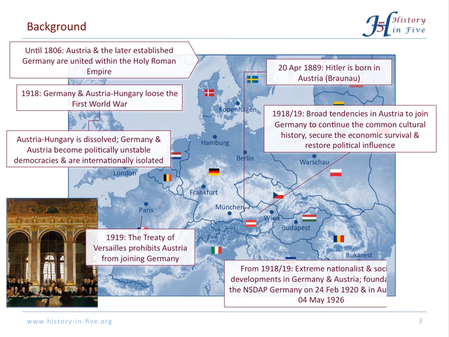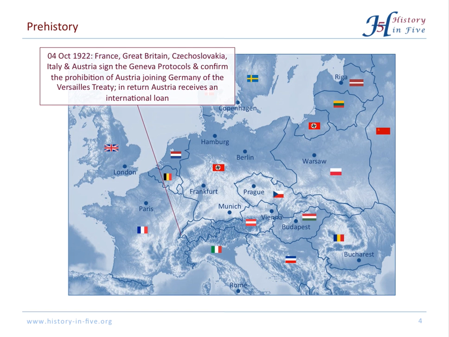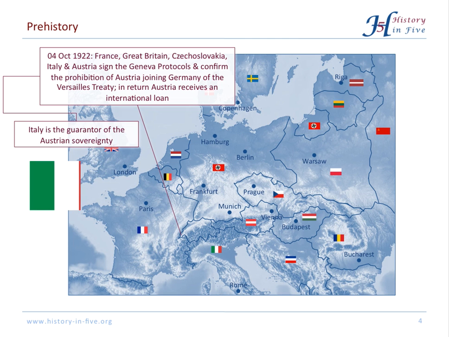From the start on, in both republics, in Germany and Austria, the extremists from the right and the left gained influence. The German Nazi Party was founded in 1920 and the Austrian Nazi Party in 1926. To the prehistory. Austria was broke, they needed money, and in return for loans they agreed to the Geneva Protocols, which confirmed the prohibition of Austria joining Germany. Italy became the guarantor of Austrian sovereignty.